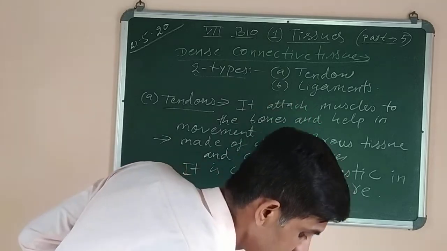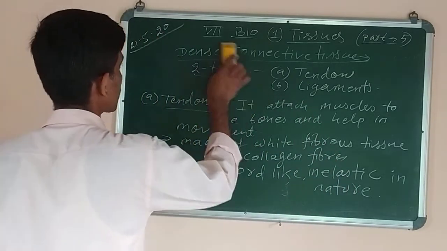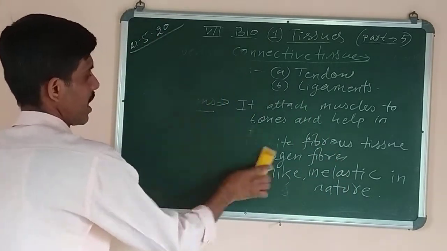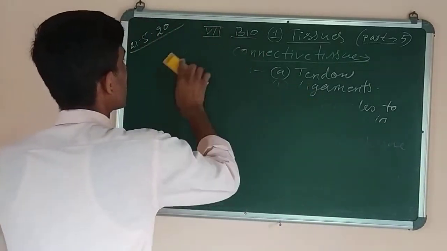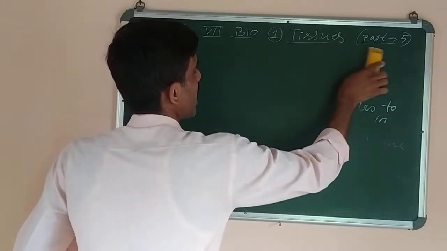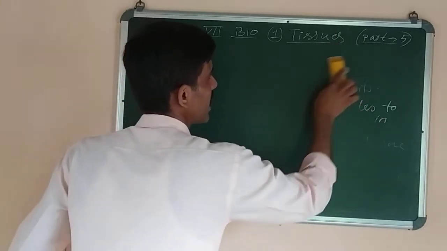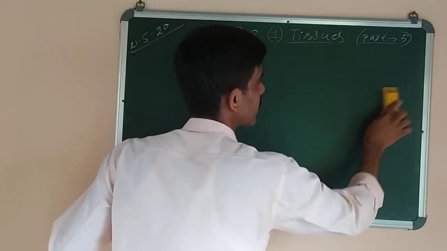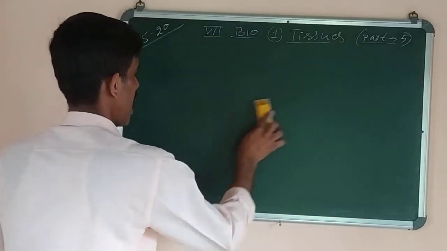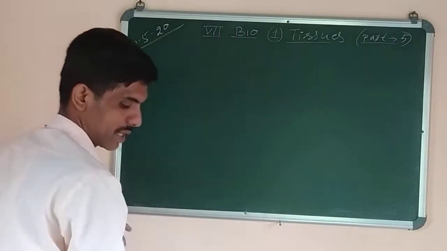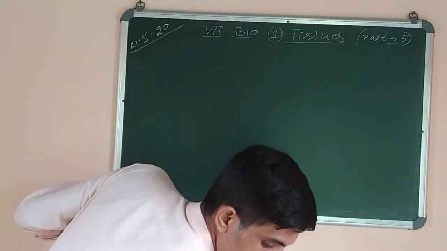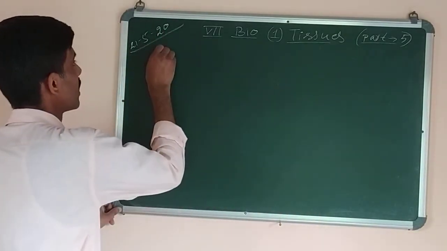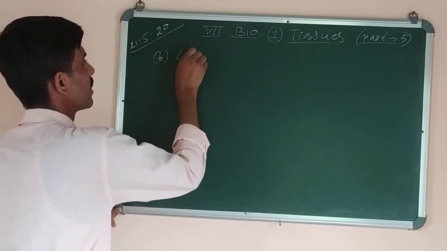Now next we have the ligaments, the last one. And today we'll do up to ligaments only. Then you should learn all this, because you have to be ready for the online test which will be conducted. I will try, if possible, to give the questions today only. So now, tendon was completed. Number B, ligament.